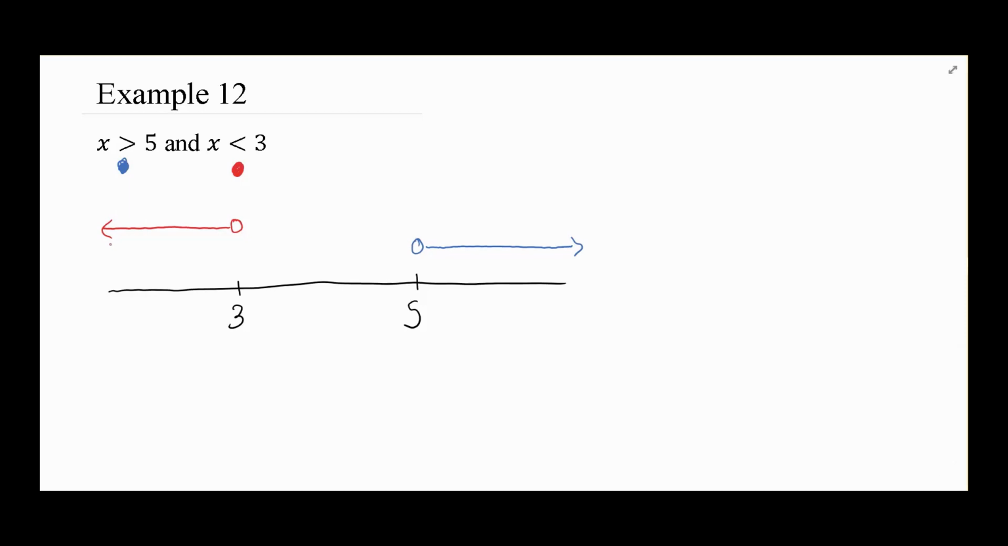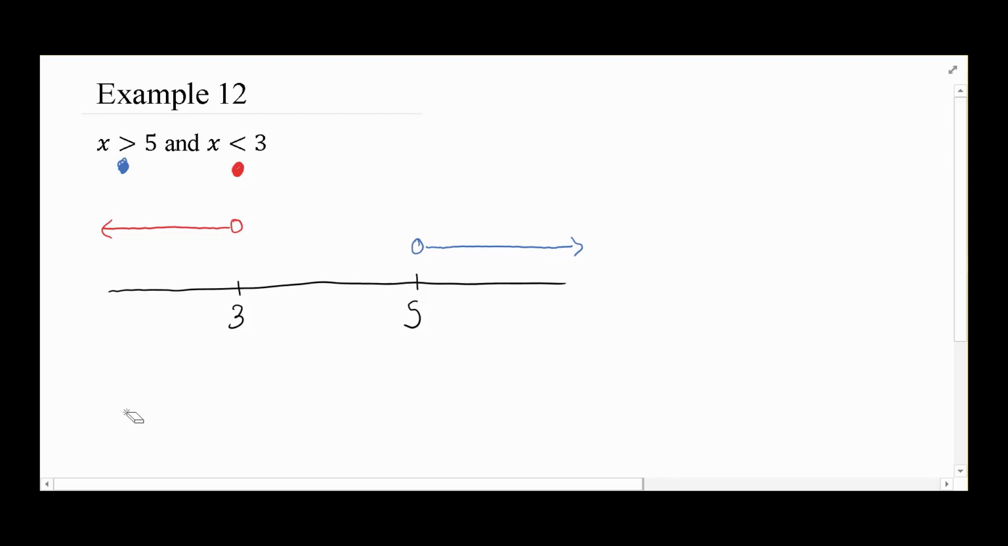Now what's really, really important is this word and. If we look at the leftmost chunk, do I have blue and red? No, I don't. So I'm not going to shade that. In the middle chunk, do I have blue and red? No, I don't. So I'm not going to shade it. In the rightmost chunk, do I have blue and red? No, so I'm not going to shade it.